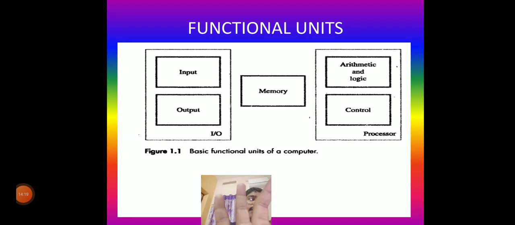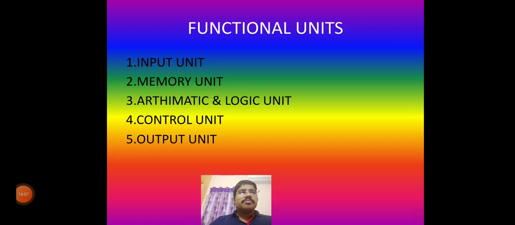The memory unit is indicated separately here. So overall, we have input devices, output devices, and the central processing unit, and memory is separated. So memory, ALU, and control unit are mostly the major parts of a computer. Most of you are very familiar with these parts: input unit, output unit, memory, arithmetic and logic unit, and control unit. So these are the basic functional units of a computer. Now we are going to discuss them.